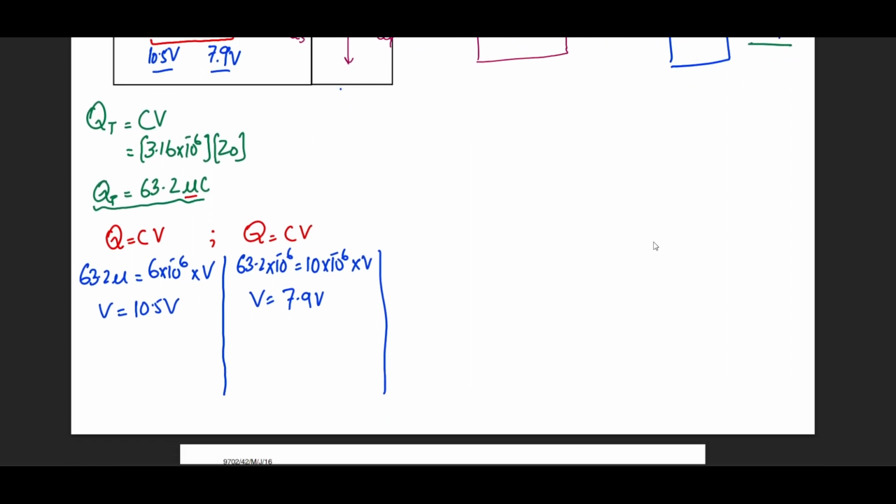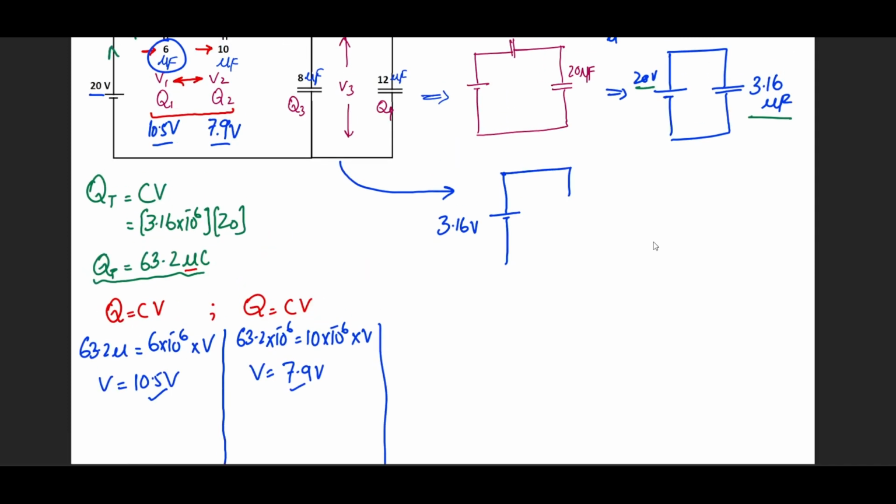So I'm going to solve the parallel combination independently. It looks as if 10.5 and 7.9 volts were taken away, right? And what voltage we are left with is basically 3.16 volts. So 3.16 volts are available for the parallel combination that is left out right now.